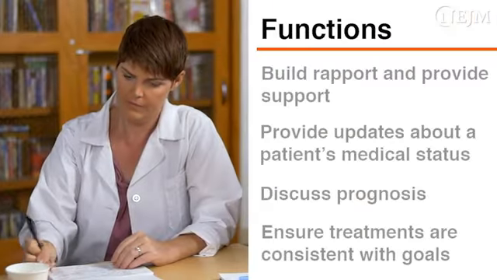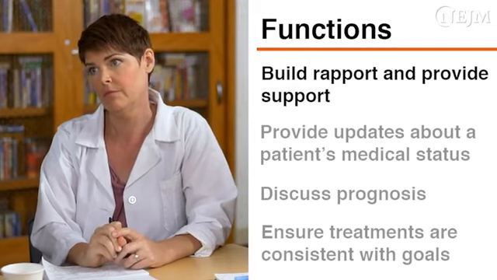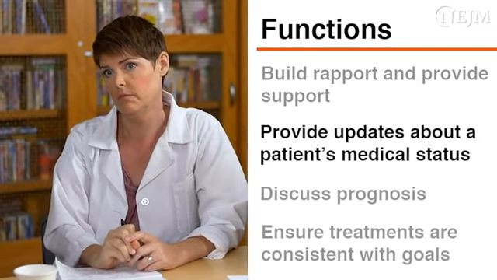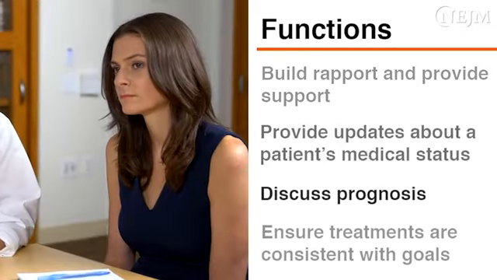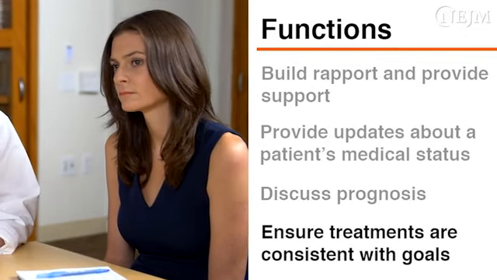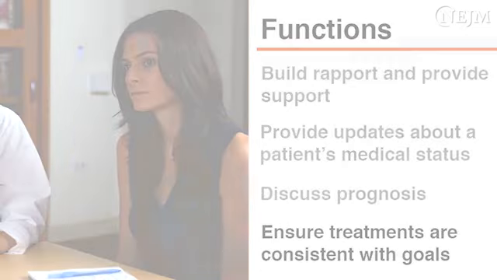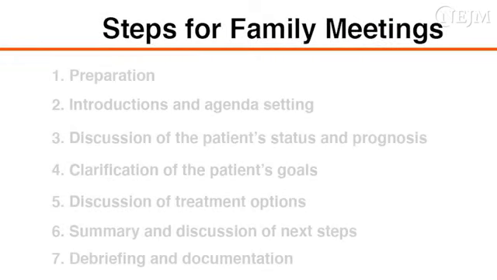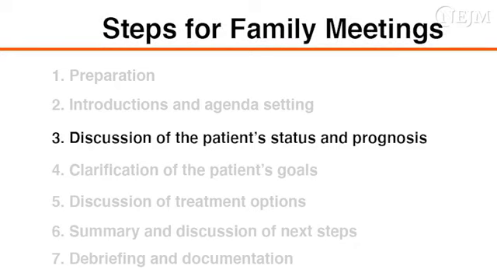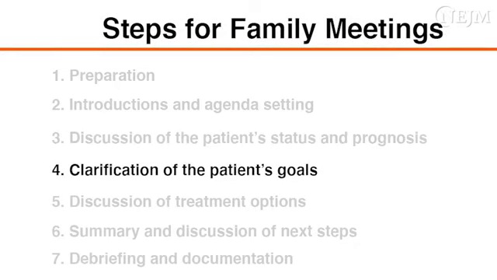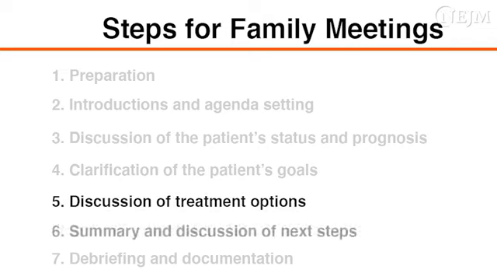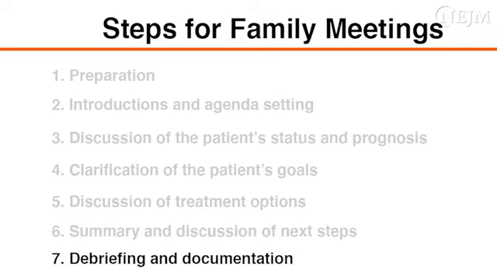The key functions of a family meeting are to build rapport and provide support, provide updates about a patient's medical status, discuss prognosis, and ensure treatments are consistent with the patient's goals. The steps of this framework include preparation, introductions, and agenda setting, discussion of the patient's status and prognosis, clarification of the patient's goals, discussion of treatment options, summary and discussion of next steps, and debriefing and documentation.